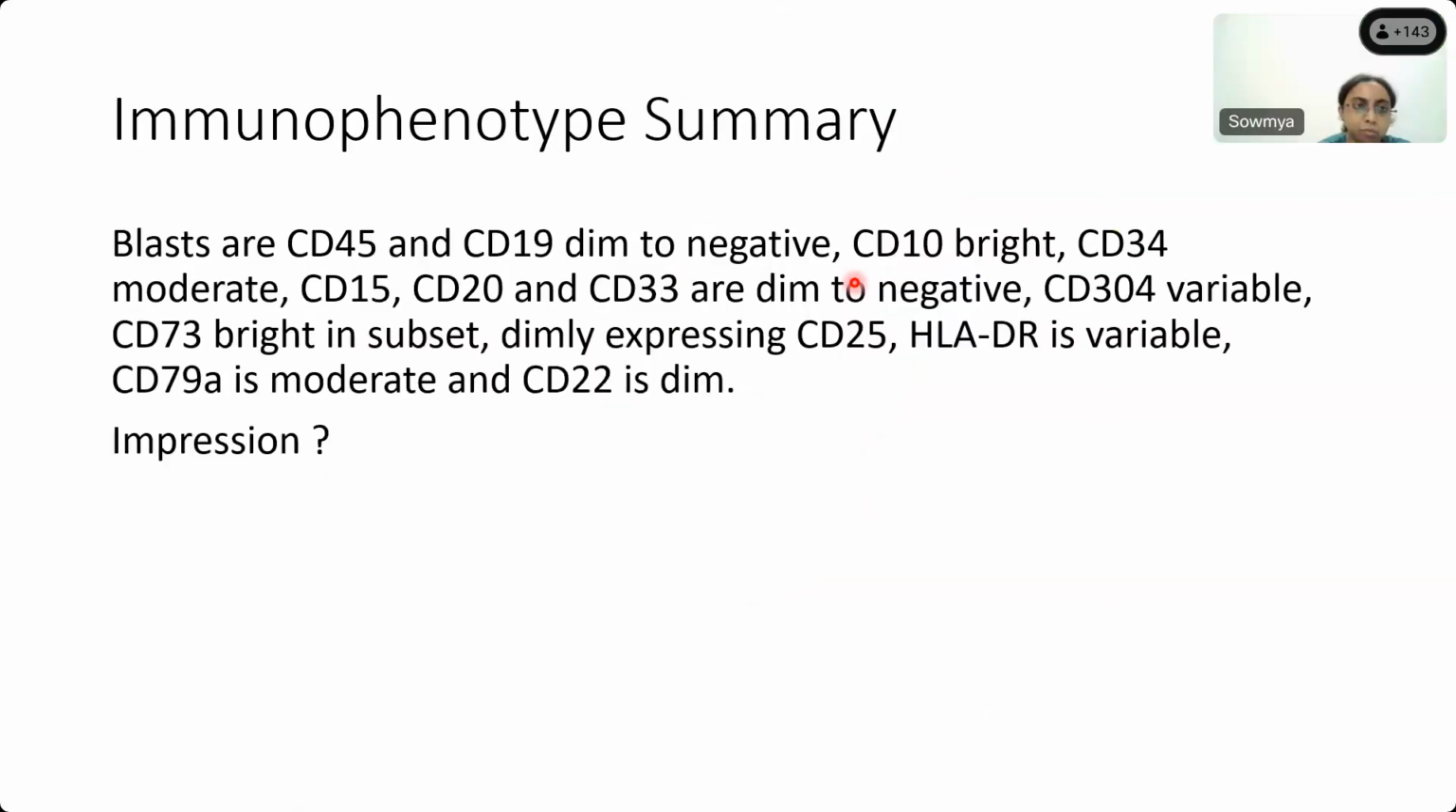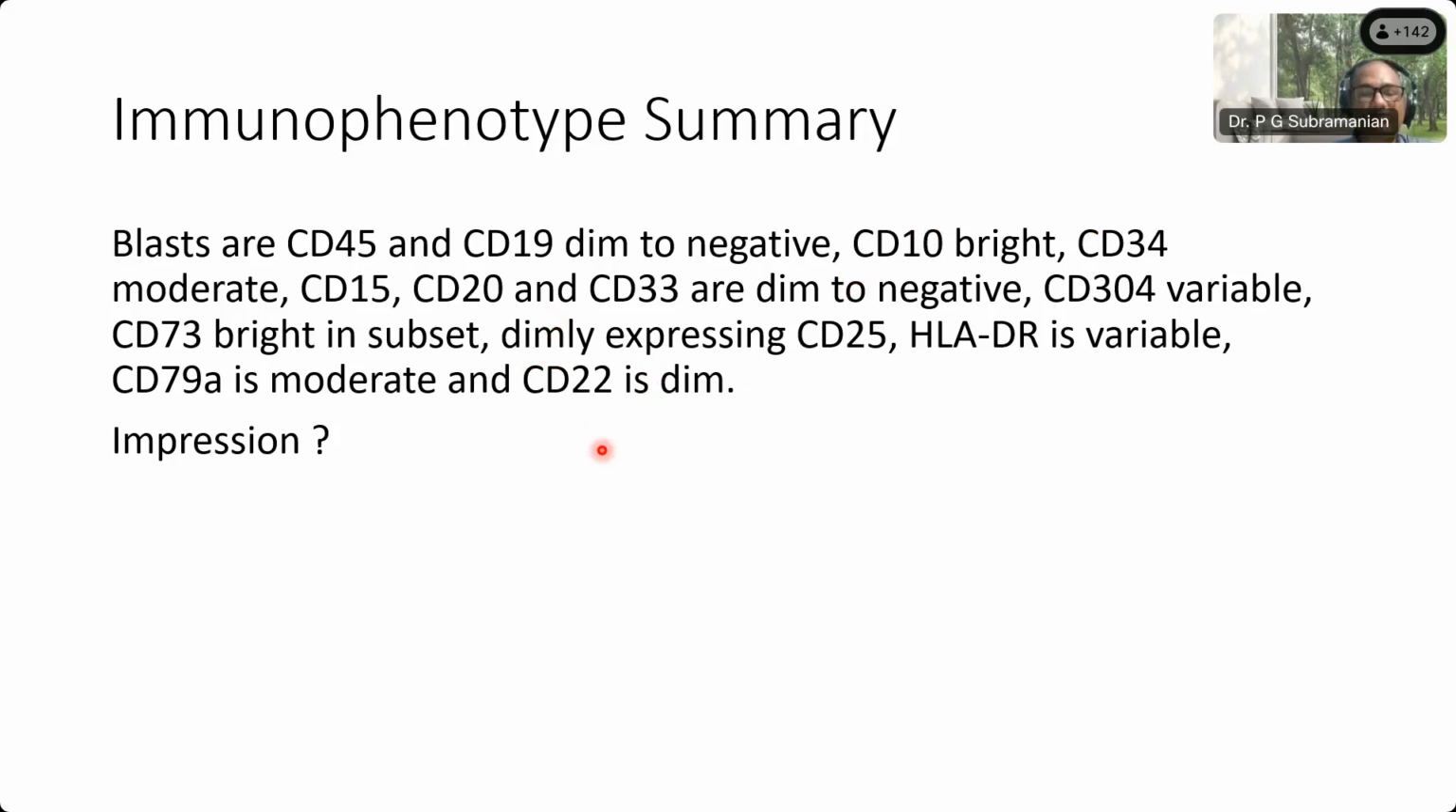So all of you can attempt this. What would you consider this as? So this is also B cell ALL. Okay. So with aberrant expression of myeloid markers, with CD13 and CD33. 13 and 33, correct. Yeah. So this is CD10 bright, CD34 moderate.